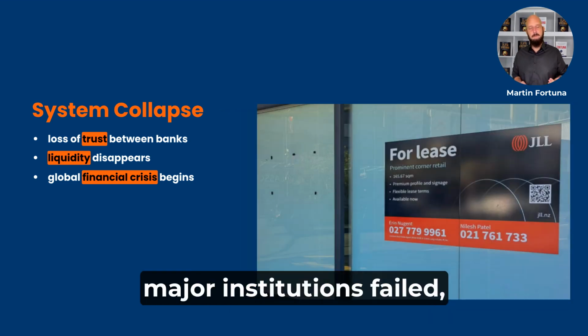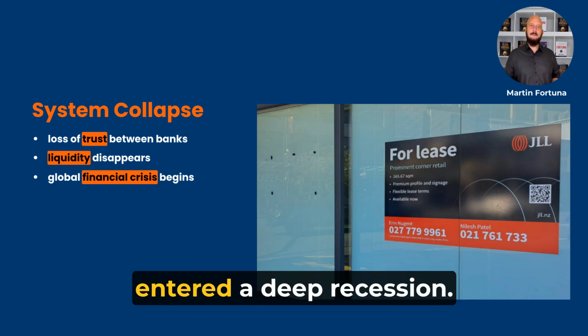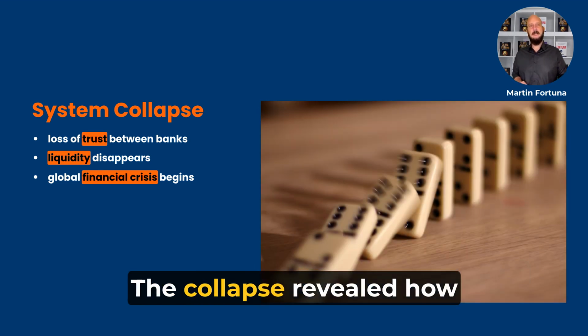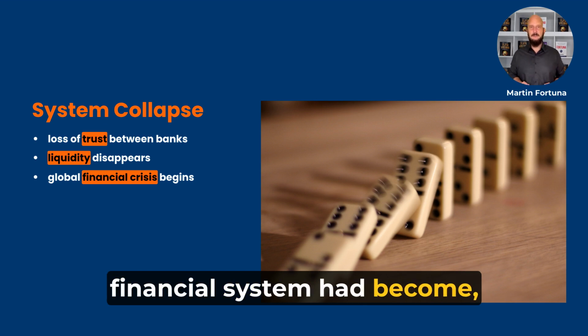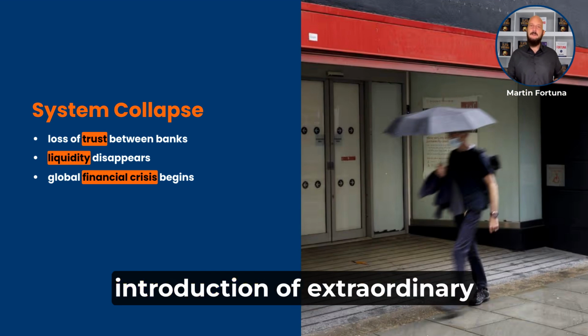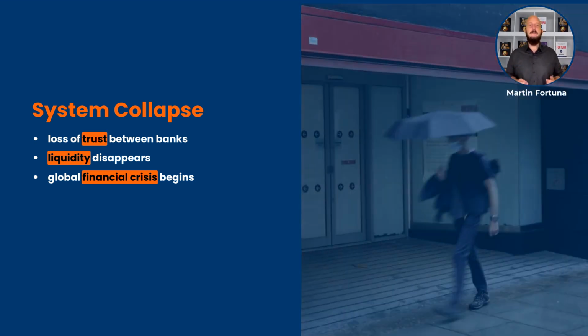Markets crashed, major institutions failed, and economies around the world entered a deep recession. The collapse revealed how interconnected and fragile the financial system had become, and it set the stage for the introduction of extraordinary monetary policies like quantitative easing.